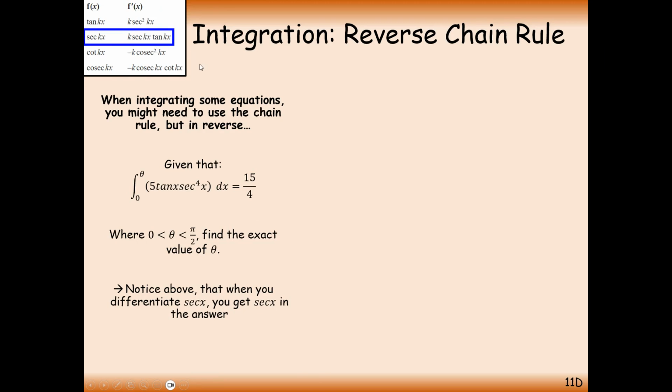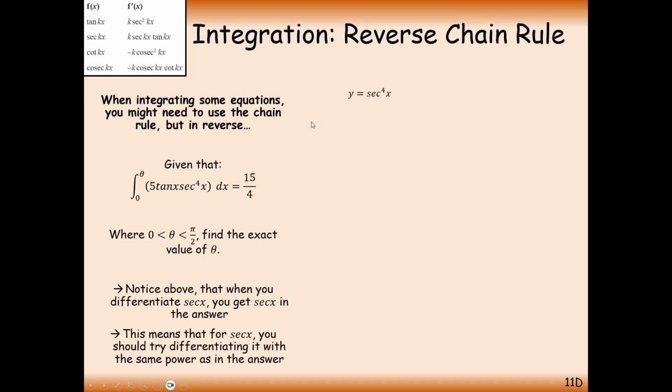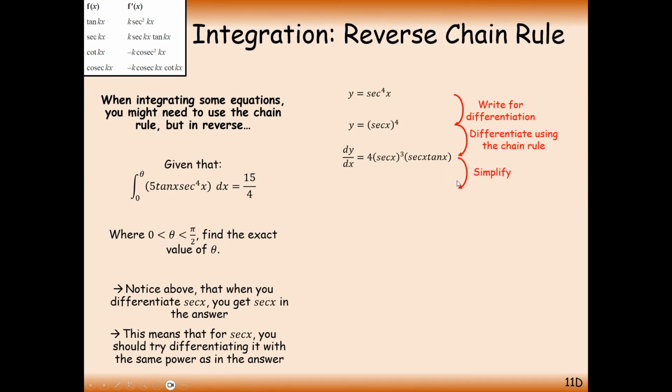We have sec multiplied by tan, but sec has a power of 4 in it. We can break up power of 4 to be a cube and a power of 3. That's fine, because we know sec to the power of 4 would have given us sec cube as a derivative multiplied by 4, multiplied by the derivative of the inside function, which is 4 tan sec to the power of 4.